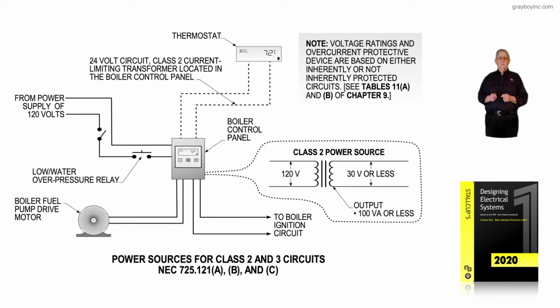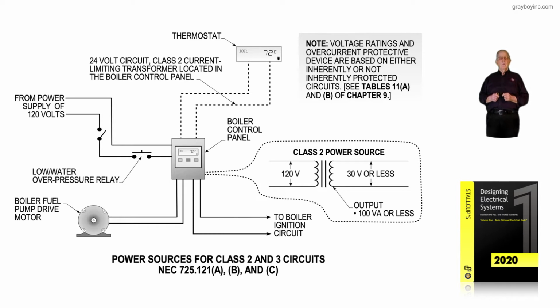This illustration deals with power sources for Class 2 and Class 3 circuits in accordance with 725.121A, B, and C. Now, notice that we have a power supply of 120 volts coming into one side of that boiler control panel. And notice we have contacts there. We have a low water and overpressure relay.